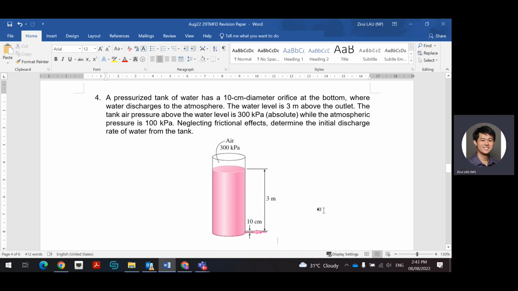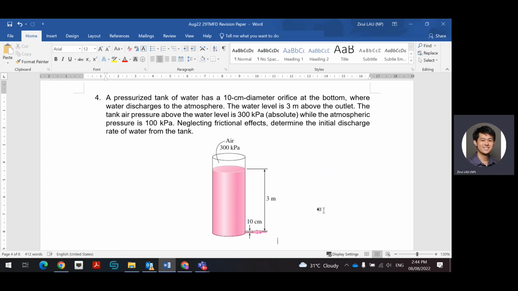Okay, so we have a pressurized tank. There is a 10 centimeter orifice at the bottom where the water discharges to the atmosphere. The water level is 3 meters above the outlet. The tank air pressure above the water level is 300 kilopascal, while the atmosphere pressure is 100 kilopascal. Neglecting frictional effects, determine the initial discharge rate from the water tank.